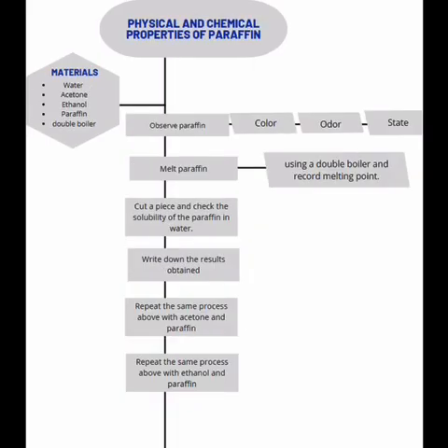Physical and chemical properties of paraffin. This diagram explores the basic properties of paraffin. First, we observe its color, odor, and state. Then, we melt the paraffin using a double boiler and record its melting point. Next, we test its solubility by mixing pieces of paraffin with water, acetone, and ethanol, recording all the results. And this allows us to compare how paraffin behaves with different solvents and understand its chemical characteristics.